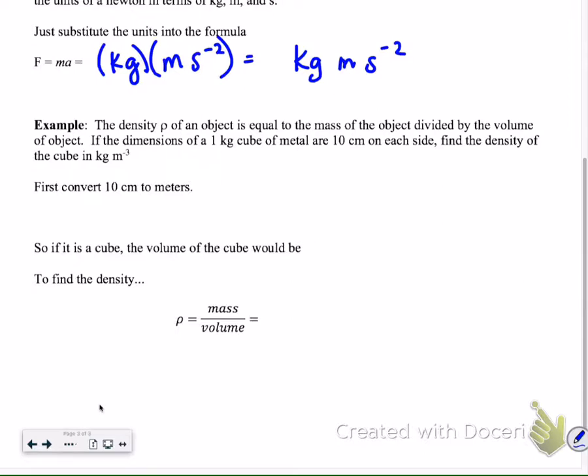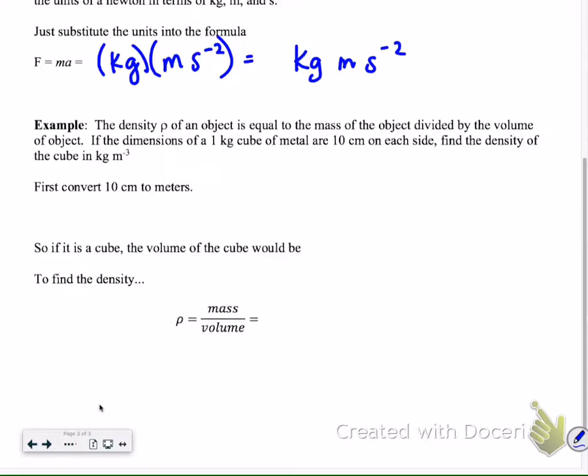The density of an object, and that kind of funny looking p there is the Greek letter rho, the lowercase letter, is equal to the mass of an object divided by the volume of the object. If the dimensions of a 1 kilogram cube of metal are 10 centimeters on each side, find the density of the cube in kilograms per meter cubed.